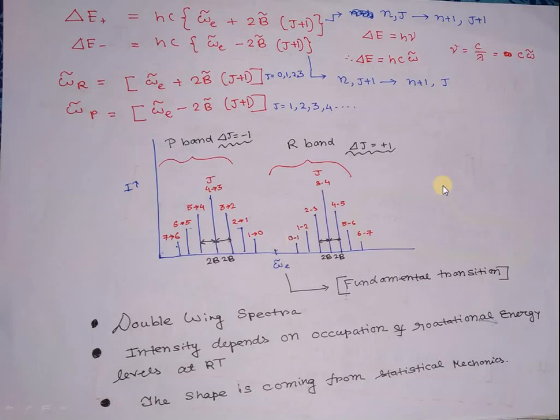You can see that the separation between any two successive lines is equal to 2B. From this equation you can calculate the separation between any two energy levels or any two intensity lines, and that separation will be exactly equal to 2B, where B is called the rotational constant.